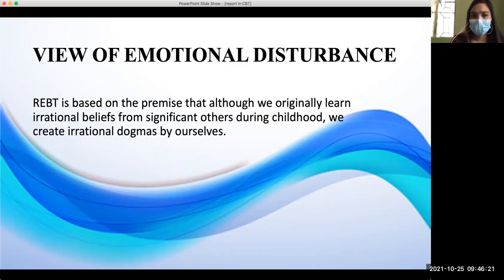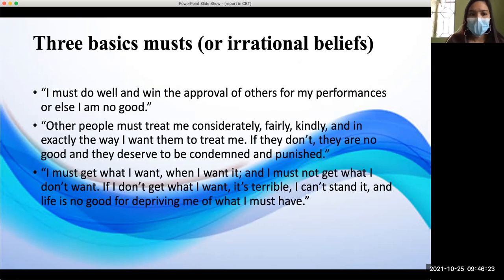Next, Ellis places irrational beliefs into three categories correlated with emotional disturbance. The first is: I must do well and win the approval of others for my performance, or else I am no good. The result of this can be severe feelings of anxiety, depression, and demoralization, often leading to severe inhibition.